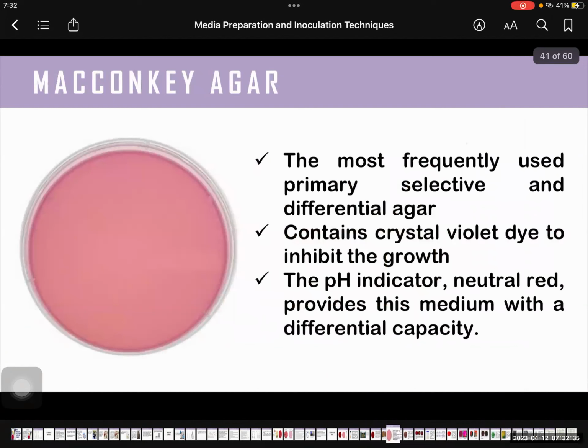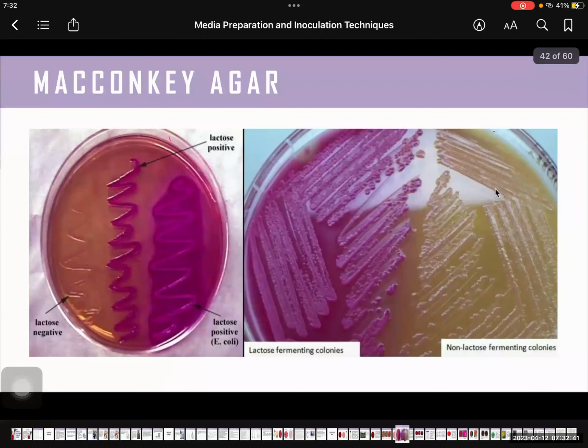Another one, MacConkey. Aside from being able to grow gram-negative organisms, it can also tell us a very specific characteristic, and that is the ability of an organism to ferment lactose. And this is a very good way of differentiating the family of Enterobacteriaceae.